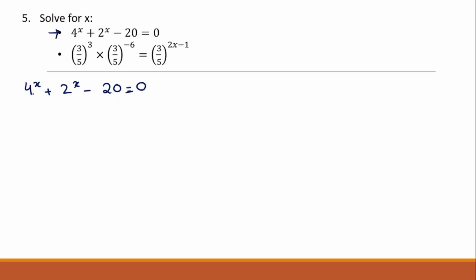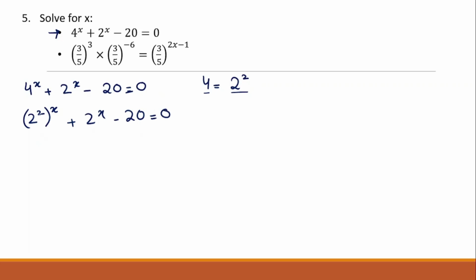4 to the power x plus 2 to the power x minus 20 equals to 0. So first of all, if you see 4 to the power x, now 4 is basically 2 to the power square, right? So I can replace 4 with 2 to the power square. So I can write 2 to the power square, and there is an x in the power as well, plus 2x minus 20 equals to 0.